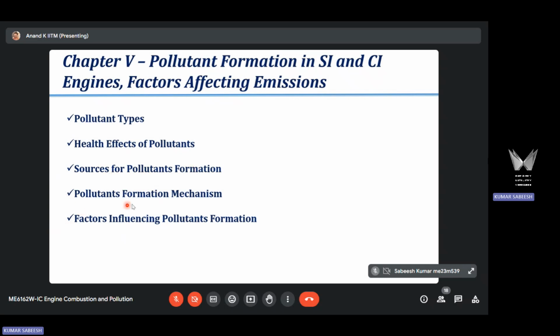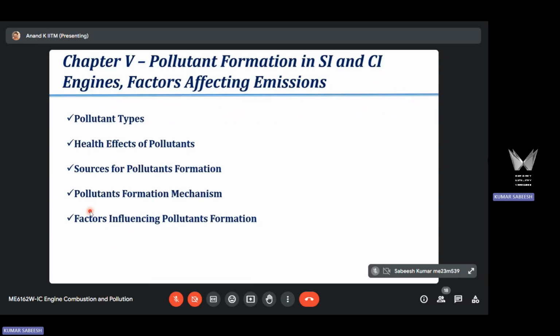After that, I will discuss the pollutant formation mechanism. It's very important to understand the mechanism, because it will help you bring out the factors. Once you understand the pollutant formation mechanism, you will be able to identify engine design or operating variable based factors that influence this pollutant formation. Once you understand how these pollutants are formed and what factors influence them, it will help you come up with a suitable mitigation strategy, a pollutant control strategy, that will be discussed in the next chapter.